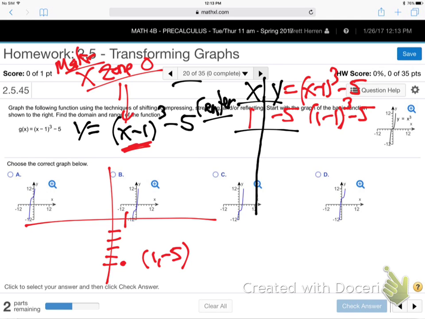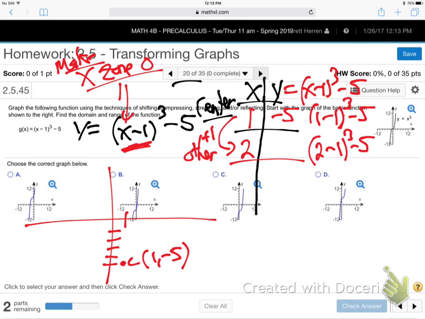What does a third power graph generally look like? Snake. It's the snake, right? So we have the center point. Now, how do you find the one other point? What do you always do? Add one. Just simply add one. So that'll be 2. Plug in 2. And it's 1 cubed minus 5. 1 minus 5. Negative 4. Over 2, down 4. Right here.